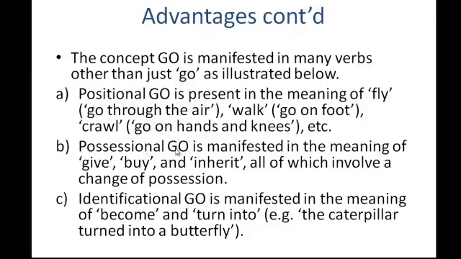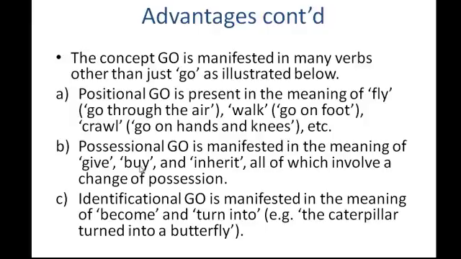Now moving on to possession of go. Possession of go can also be manifested in other verbs, like give, buy, and inherit. When you give a book to somebody, it means that the book is no longer possessed by the first individual who had it. So there is that possession of go. The book now, in this case, may belong to another person.